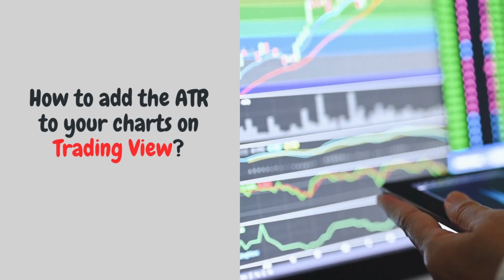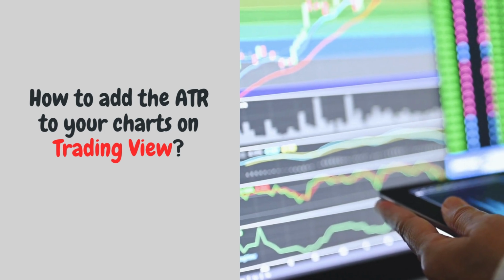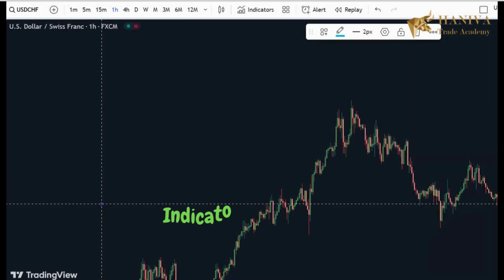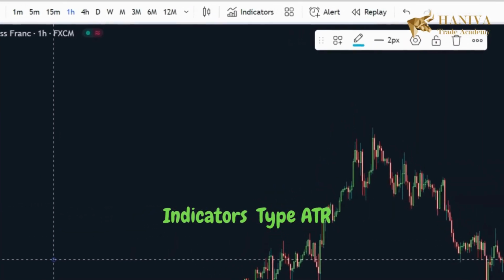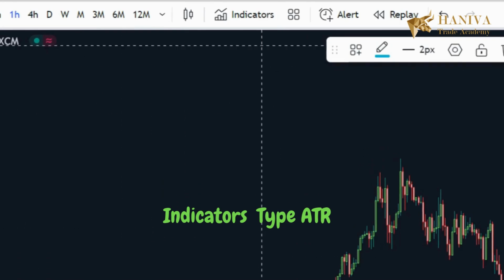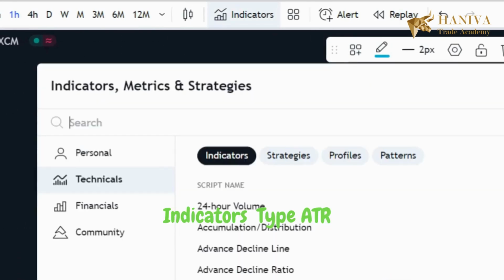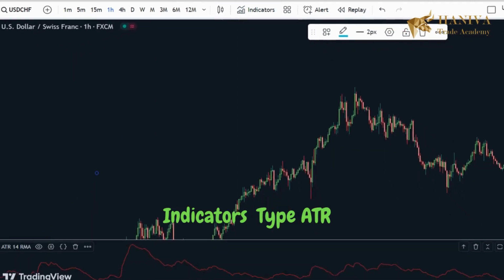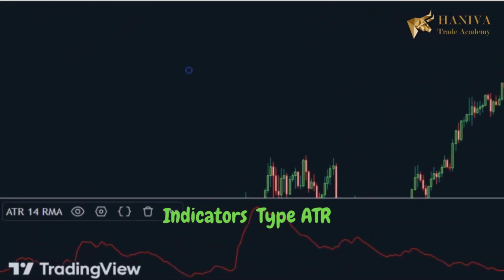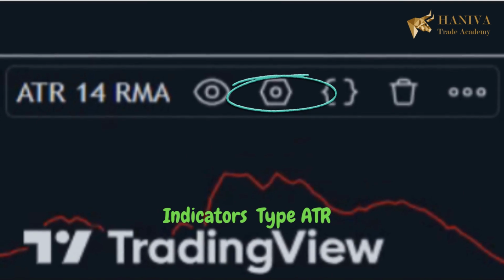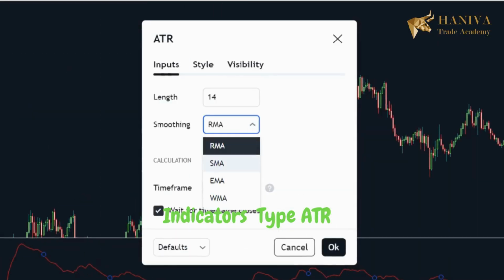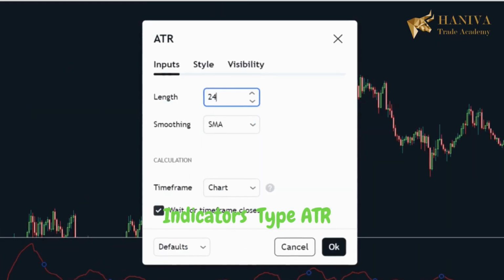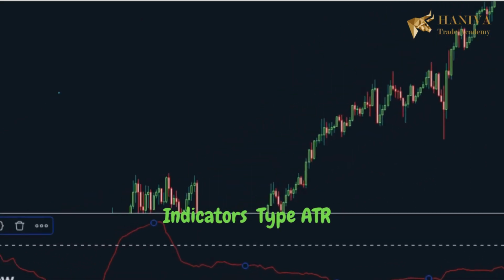How to add the ATR to your charts on TradingView. Additionally, in TradingView, you can search for the ATR indicator in the Indicators section at the top of the page. To change the period, click on the indicator's settings and adjust the period. Please note that we choose the SMA mode for smoothing.